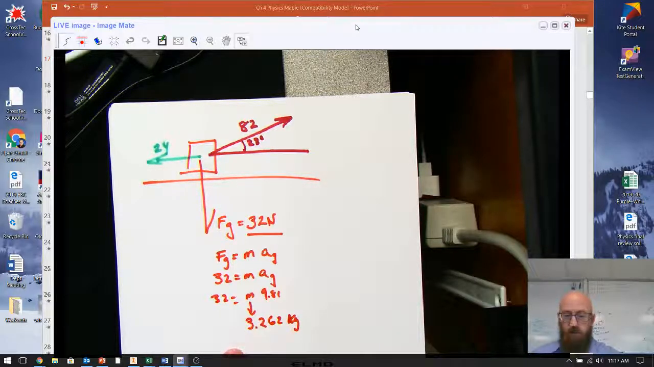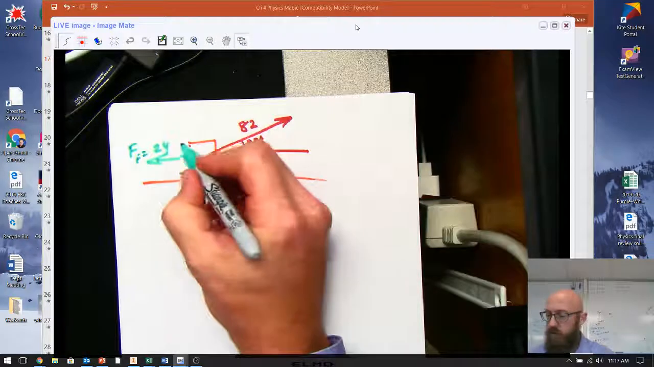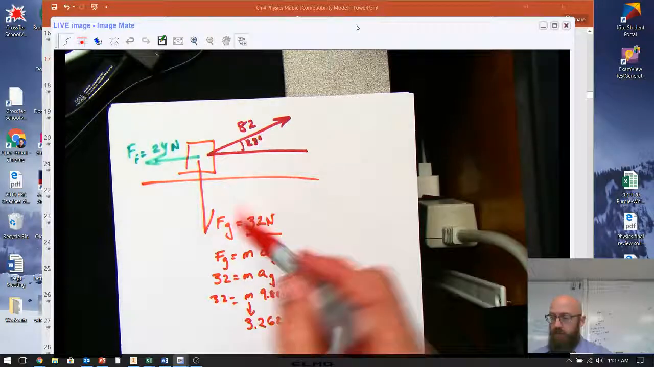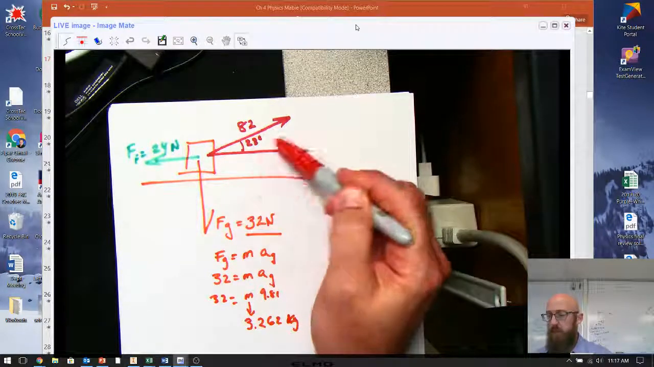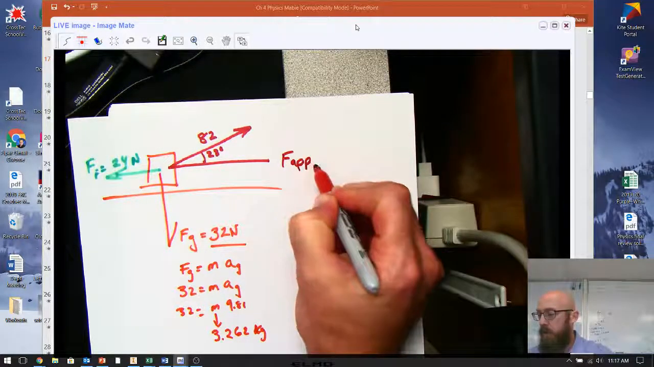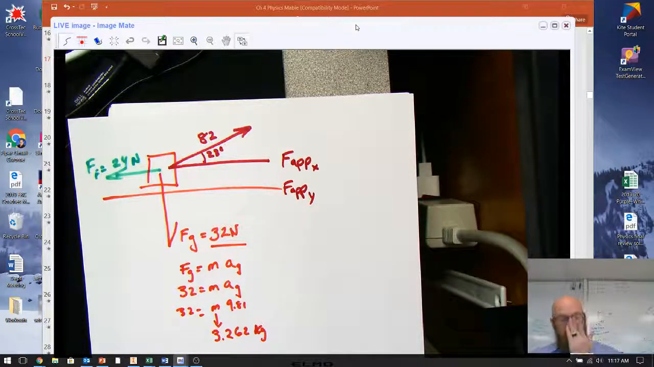The next thing I'd say is, let's find your force due to friction. There it is. Force due to friction, 24 newtons. Now we have F of N, I would go to next, but we have this funny angle. So the force applied in the X, force applied in the Y. Take a second, pause the video, calculate force applied X, force applied Y.